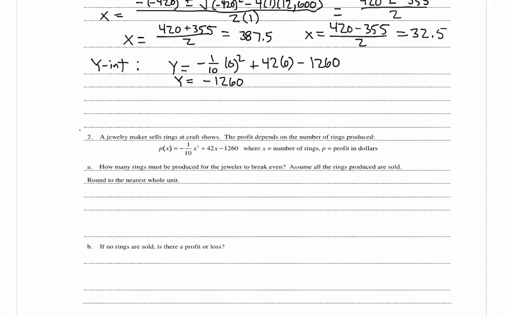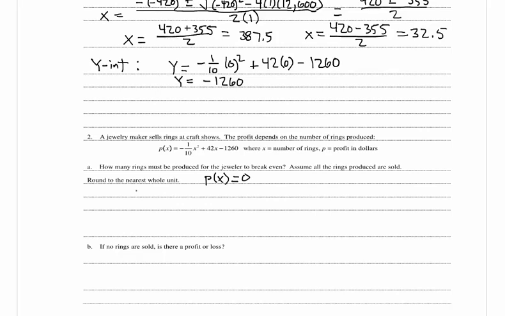And for 2, it says, a jewelry maker sells rings at craft shows. The profit depends on the number of rings produced. And they give us a profit function of p of x is equal to negative 1/10 x squared plus 42x minus 1260, where x is the number of rings and p is equal to profit in dollars. And in A, it asks, how many rings must be produced for the jeweler to break even? And if the jeweler breaks even, that means there's no profit, no loss. So we're going to set P of x equal to 0, or find the x-intercepts, which we did above.